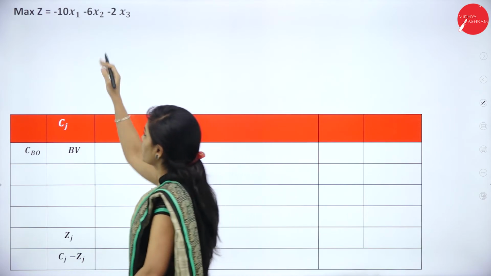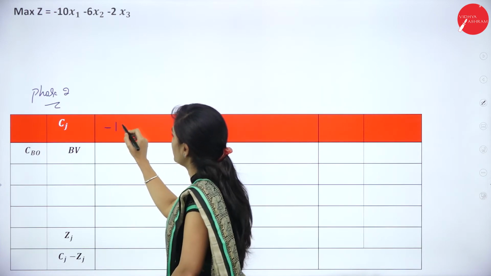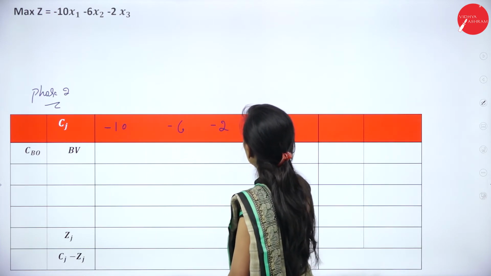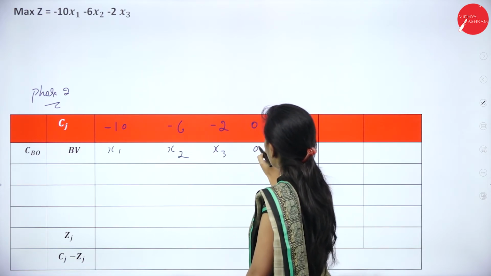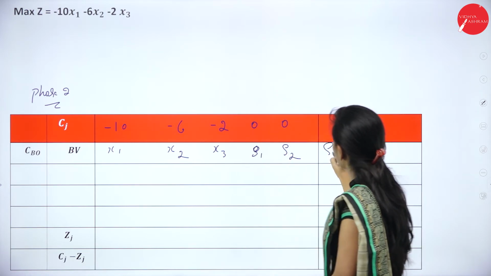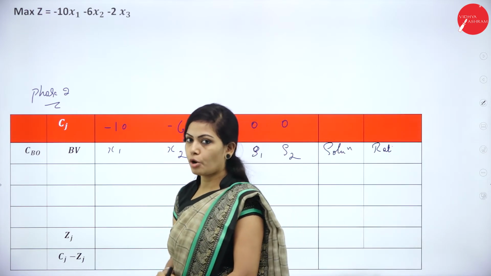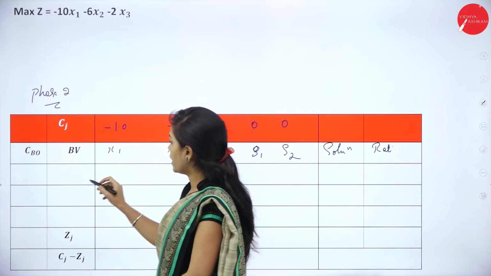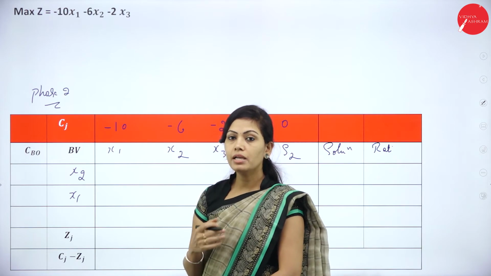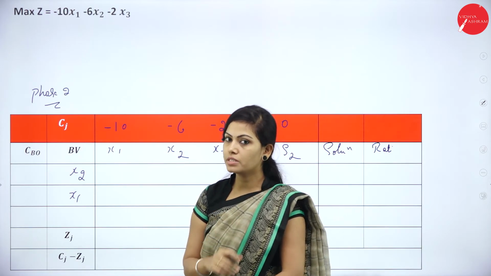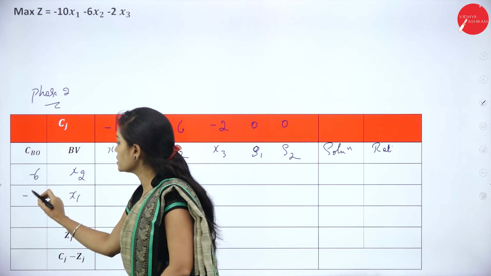So in phase 2, you can write the original coefficient values in your objective function. It is minus 10, minus 6, minus 2, 0 and 0. So variables x1, x2, x3 and s1, s2, solution and ratio. Definitely in phase 2 you'll get the optimal solution. In phase 1 I got x2 and x1, so I have deleted the artificial variables a1 and a2 in the first phase only. So x2 coefficient is minus 6 and x1 coefficient is minus 10.